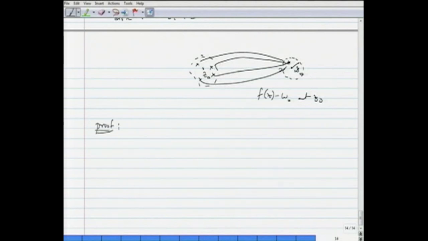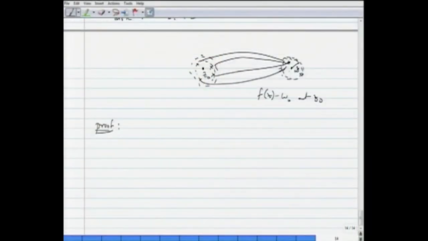As a consequence, we will actually have the open mapping theorem, because now we can say that if you take z naught and the target w naught via f, then there is an open set, a neighborhood around this, such that every point in this neighborhood is a target from the neighborhood of z naught. So that actually gives the open mapping theorem. Let's see the proof of this theorem.